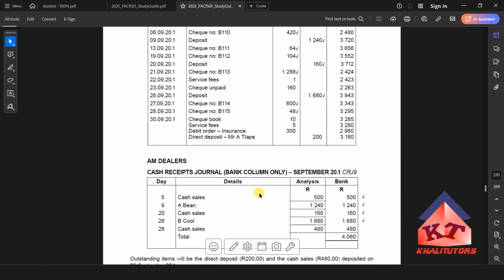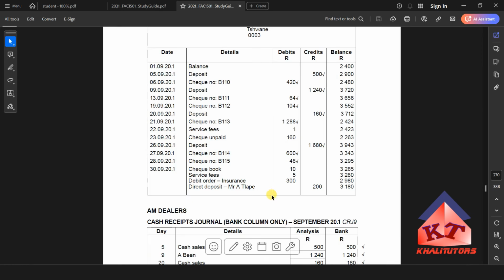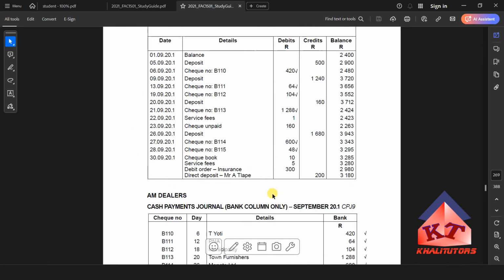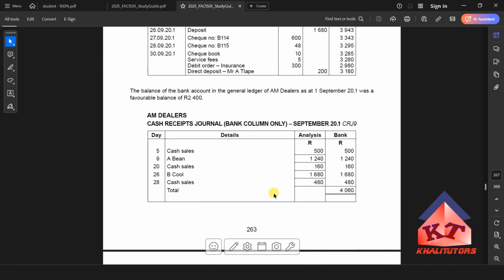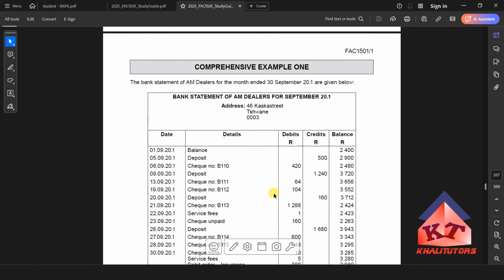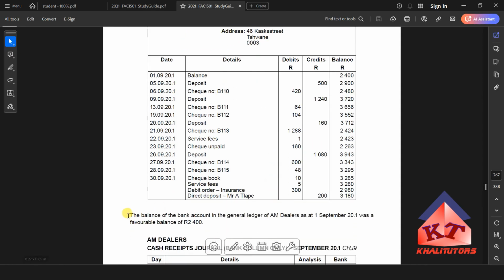So the question is, where is this 2,400 coming from? Okay, let me show you. That is the opening balance for your bank account, okay? So this is where you got the information. They told you the balance of the bank account in the general ledger of AM dealers as at 1 September 20.1 was a favorable 2,400. If they say it's a favorable 2,400, it simply tells you that they had a debit balance, okay?